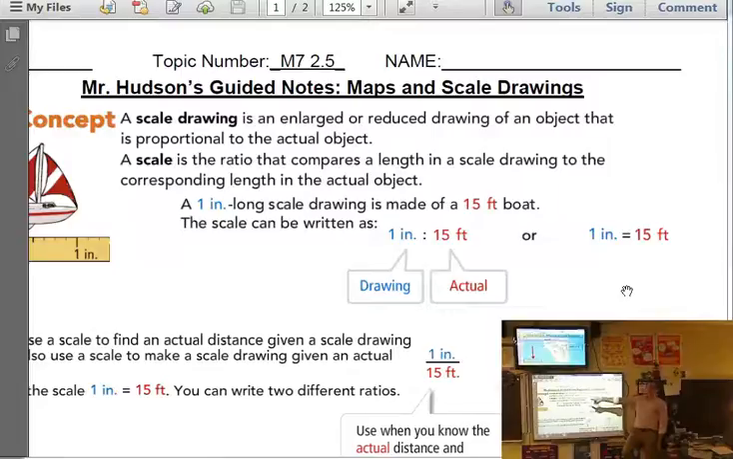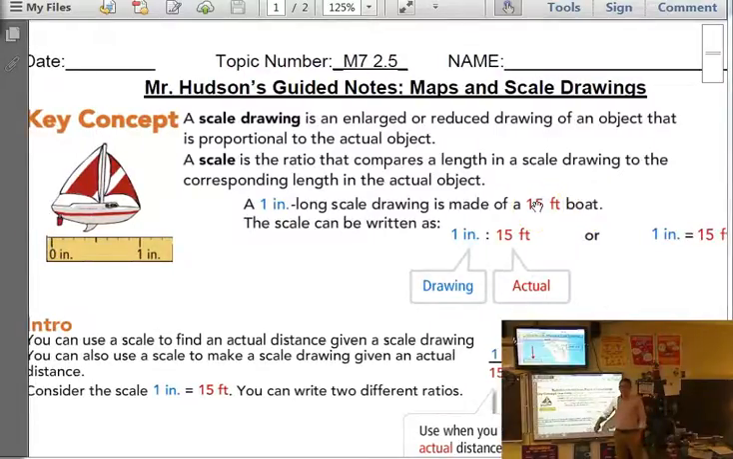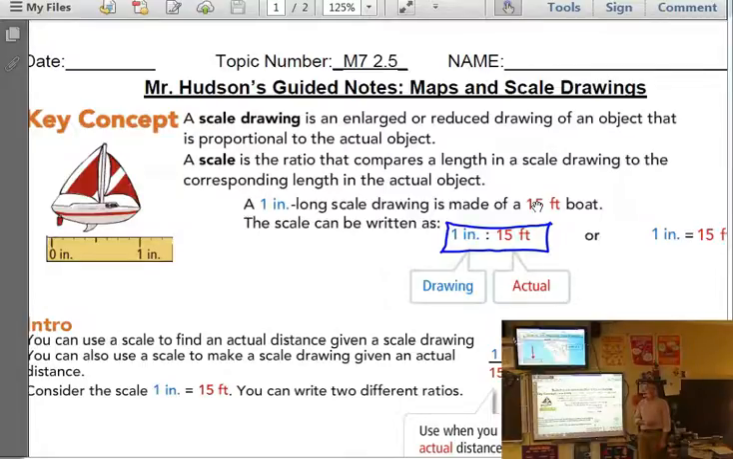Let's say we want to draw a picture of a boat. I'm not going to draw the boat at its actual size. Instead, I choose a scale. I say that every inch in my drawing will equal 15 feet in the actual boat. Does that mean my drawing is only 1 inch? No. That just means that if it's an inch, it's 15 feet. What if it's less than an inch? Then it's less than 15 feet. More than an inch? More than 15.